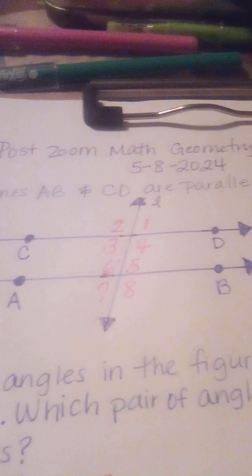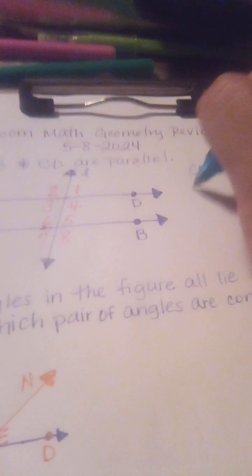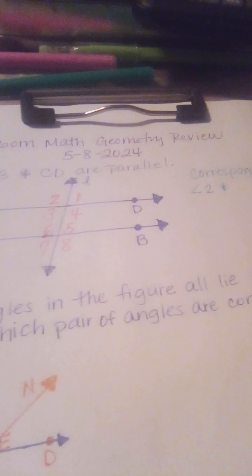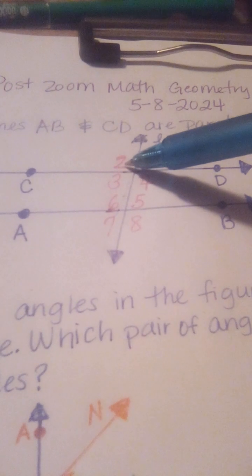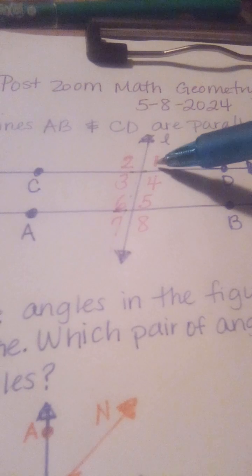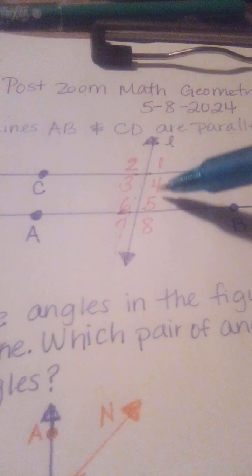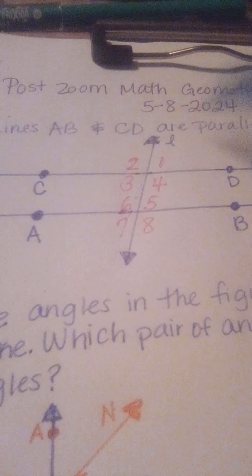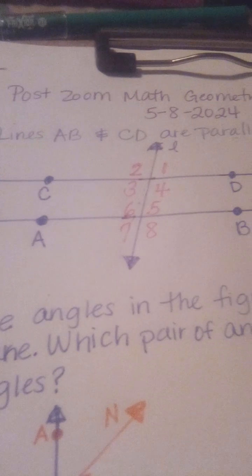If you said angle 2 and 6, you're correct. Why? Remember from a few minutes ago on corresponding angles. Angle 2 and angle 6, angle 5 and angle 1, angle 3 and angle 7, angle 4 and angle 8. As long as they're corresponding to each other, that is a pair. So the answer for this multiple choice is angle 2 and angle 6.